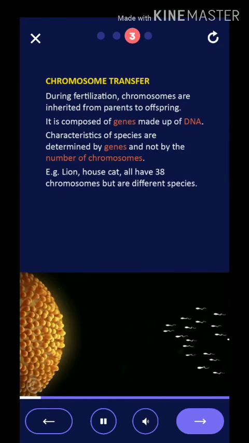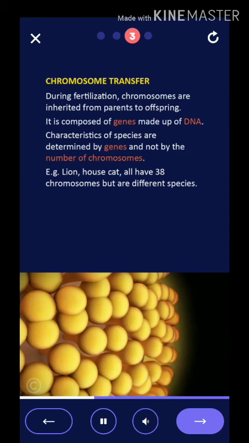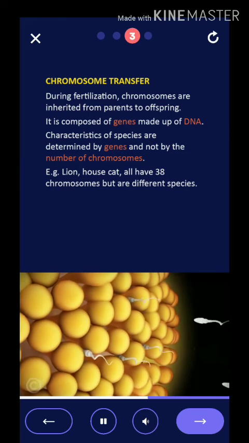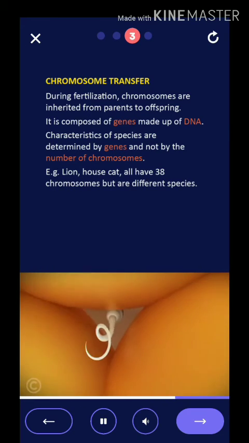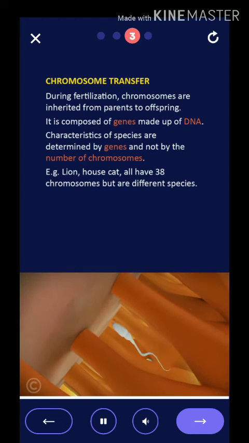Chromosome transfer. During fertilization, chromosomes are inherited from parents to offspring. It is composed of genes made up of DNA. Characteristics of a species are determined by genes, and not the number of chromosomes. Example: lion and house cat both have 38 chromosomes, but are different species.